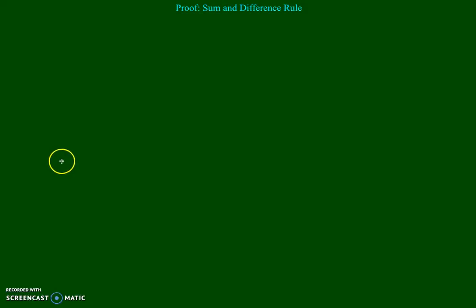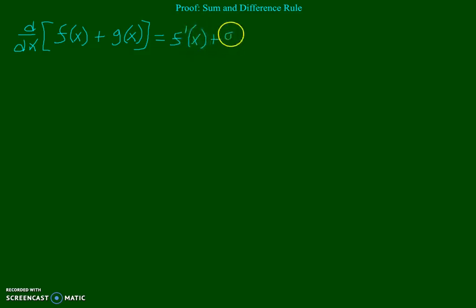In this session, I'm going to work out the proof of the sum and difference rule for differentiation. So the sum and difference rule is the derivative with respect to x of some function f of x plus some function g of x is f prime of x plus g prime of x.